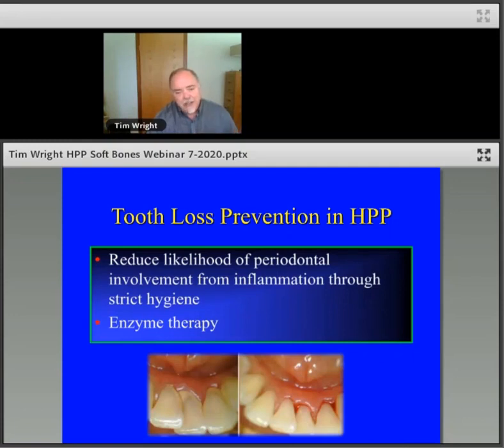So again, right now, going to the dentist and getting your teeth cleaned is a good thing still to go ahead and do. Yeah, enzyme therapy, we don't know, again, whether or not this will help the HPP-associated attachment loss with teeth, but the evidence in the animal studies would suggest that it will.